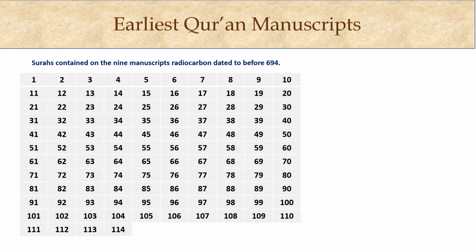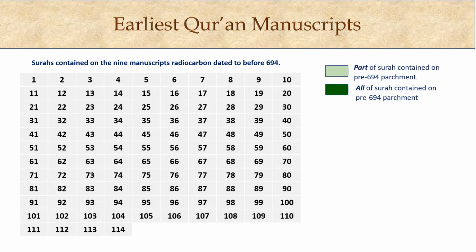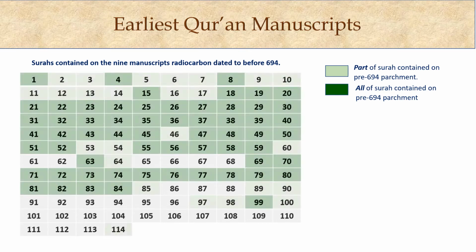In this chart, I have plotted which of the Qur'an's 114 surahs is evidenced on a pre-694 manuscript. Each of the grey rectangles represents one of the Qur'an's 114 surahs. If part of the surah is contained on a pre-694 parchment, I have shaded it light green. If the whole of the surah is contained on a pre-694 parchment, I have shaded it dark green.